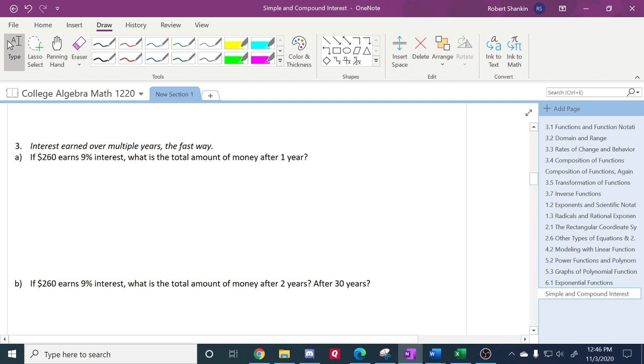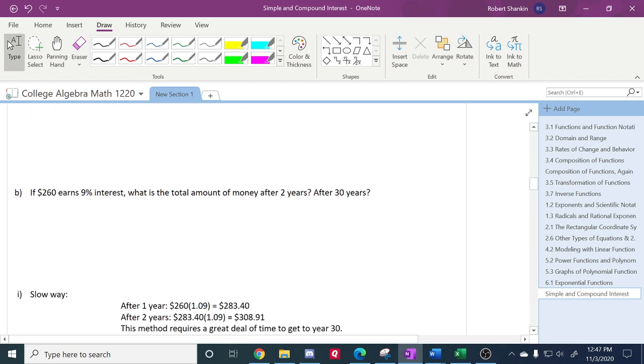And then part B is going to be trickier for you. But do both of those. All right, so this first one, 260 times 1.09. Pull up the calculator, $283.40.